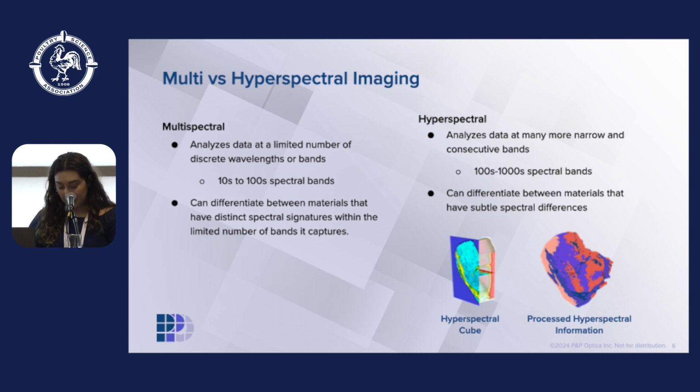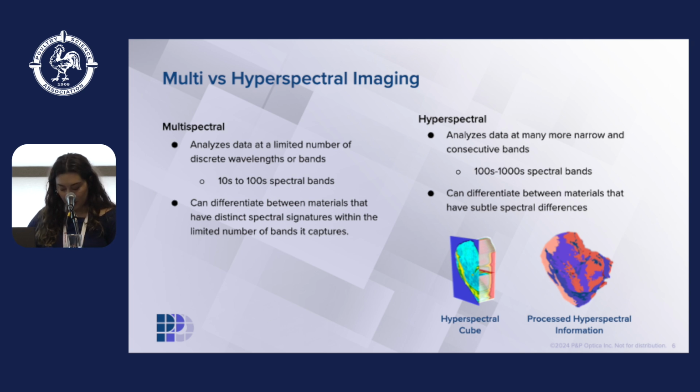Both techniques can differentiate unknown chemistry, but they do so in slightly different ways because of their difference in spectral resolutions. Multispectral can differentiate between materials that have distinct spectral signatures with the limited number of bands it captures. So for example, if a material you are analyzing has good absorption or reflection properties in the specific wavelengths in the multispectral imaging space that you're looking at, you will be able to differentiate it. But if not, there will be no information for that type of imaging technique to actually isolate those materials.